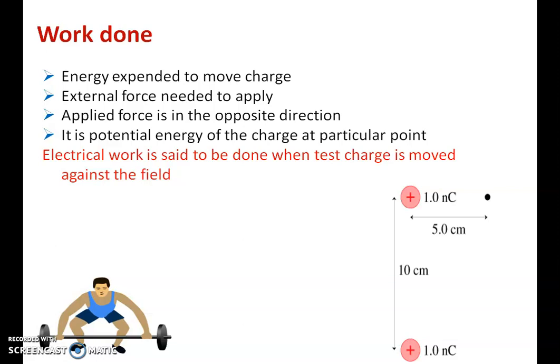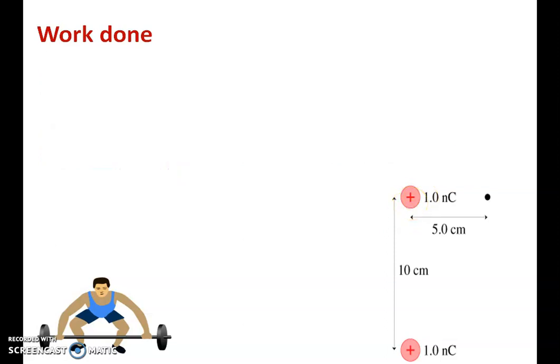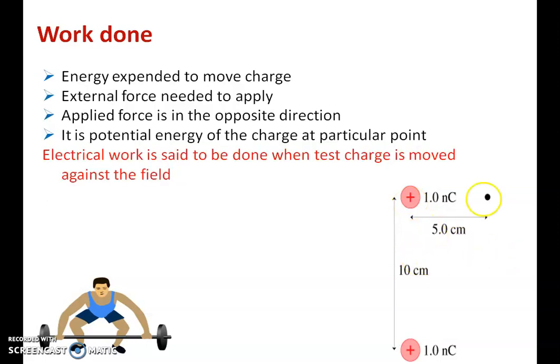The direction of the external force applied will be opposite to the direction of the force between the two charges, or we can say the applied force will be in the opposite direction of the electric field. Now, the external force I need to apply at that particular point to move that charge is called the potential of that point. So the external force I need to apply to move this charge from here to here is called the potential of this point.